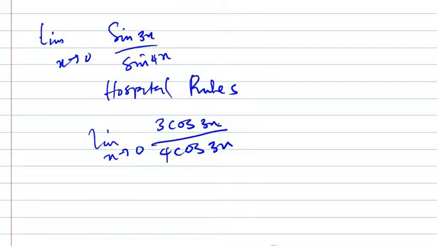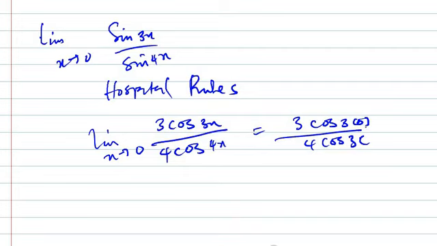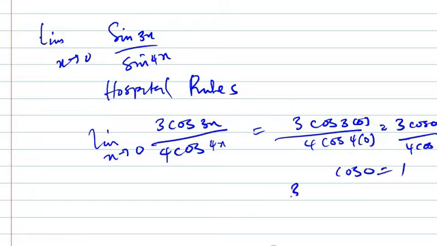So as x goes to 0, we have to substitute. If we put x to be equal to 0, we will have 3 cos of 3 times 0 all over 4 cos of 4 times 0, so here is 3 cos 0 all over 4 cos 0. So cos 0 is equal to 1, so the answer is just 3 by 4.